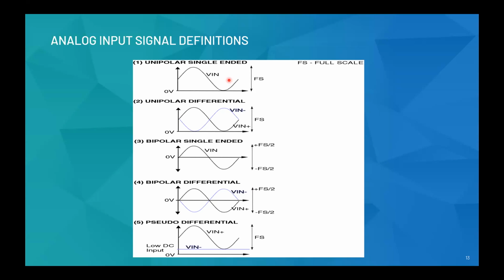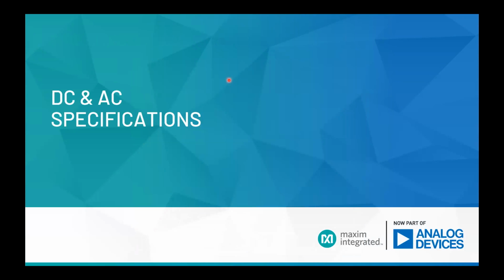All right, so let's move to the AC and DC specifications of an ADC. It's important to understand these because every application will have a different demand, and based on this, we're going to choose what type of ADC and what application is very important to us.